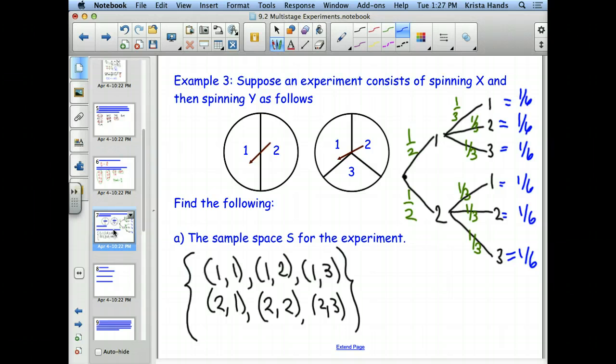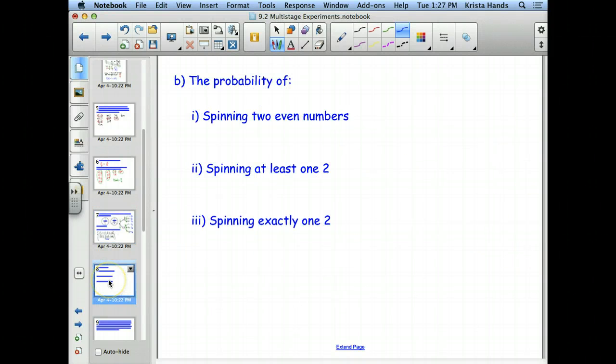So what is the probability, it asks us in the first one, of spinning 2 even numbers? Yeah, there's only one of those right here, right? 2 even numbers. So there is a 1/6 probability of spinning 2 even numbers. How about the probability of spinning at least 1 two?